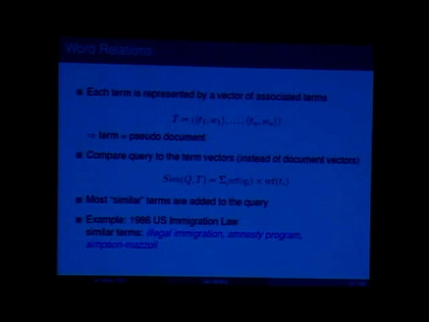These are the names of, I forget what they're called, senators or House of Representatives. They're US politicians who were instrumental in formulating this law. Maybe the user didn't even know these specific names and just wanted to find out information about the 1986 US immigration law. This kind of association finds useful terms like Simpson-Mazzoli to add to this query. Naturally, that's an example, so I've picked a fortunate example.